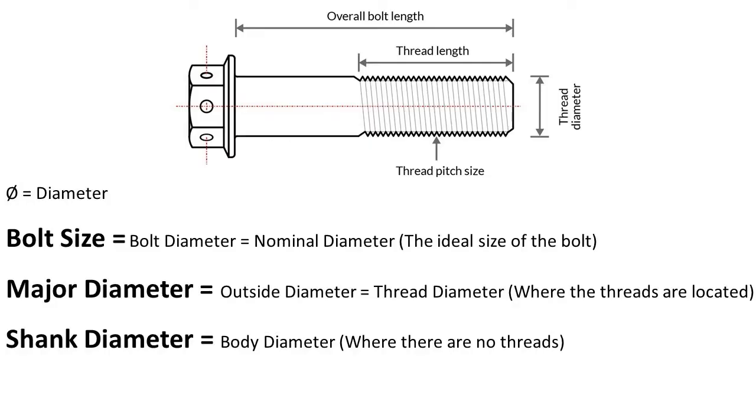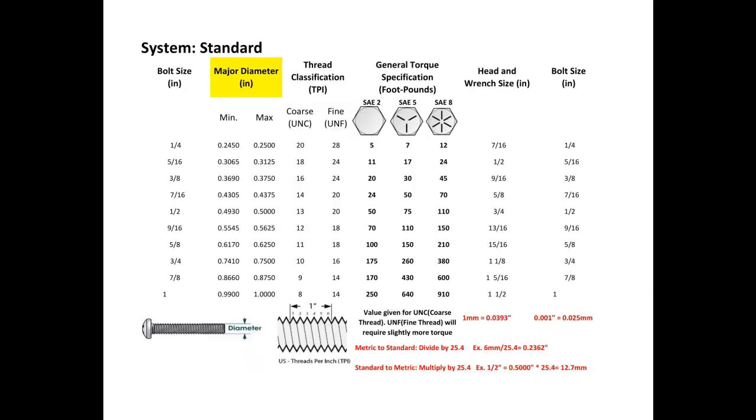The bolt size is determined by what's called the thread diameter. Thread diameter is also known as the major diameter or outside diameter. This simply means the diameter of the bolt where the threads are. This diameter will always be smaller than the listed bolt size. There is a minimum and maximum value for the major diameter that corresponds with each bolt size, highlighted here in yellow on your bolt identification reference chart. We'll be going over this column in more detail later.